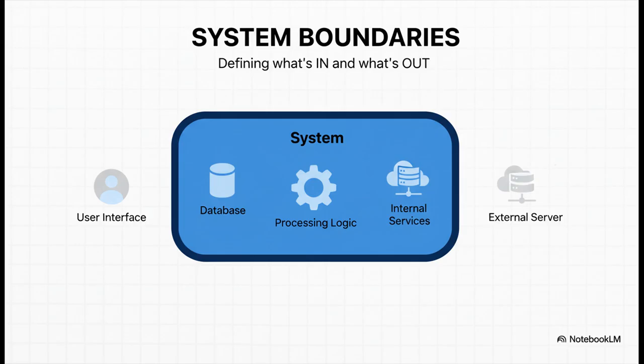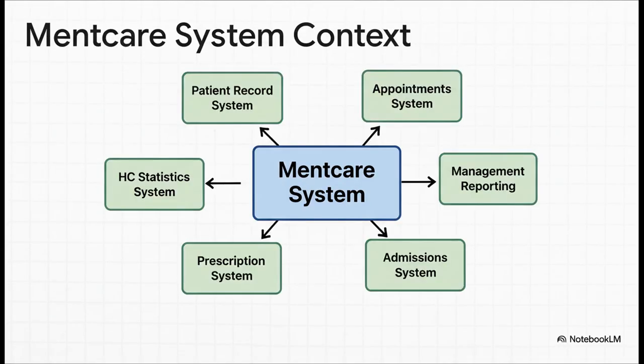And honestly, just drawing that boundary is one of the most important things you do early on. It stops that dreaded scope creep and makes it super clear who's responsible for what. Let's make this real with an example from the book, the MentCare System. It's for managing patient info in mental health clinics.